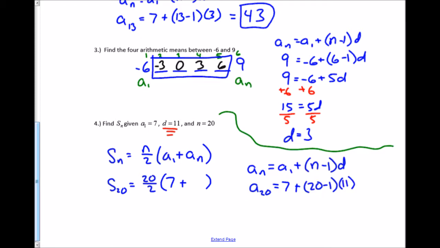Okay? And now once again, I'm just going to plug this into my calculator. And it looks like that gives me a 216. So now I have my a sub n. Now I have another job for my calculator. I plug that in. I do a little bit of adding and multiplying. It looks like I get 2,230 for my sum. Okay?